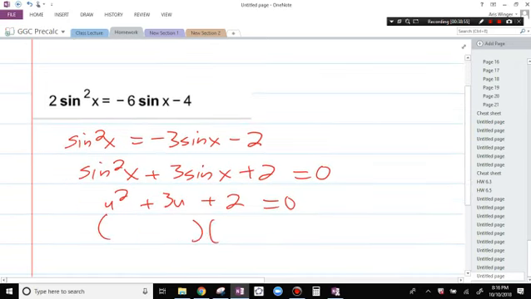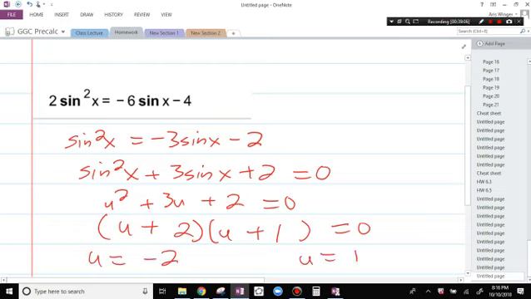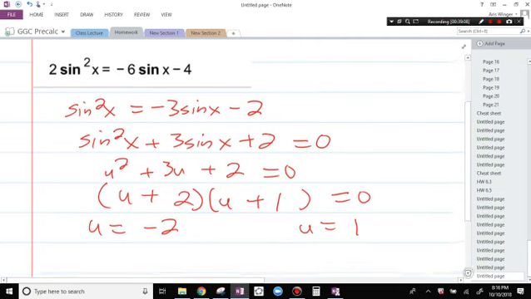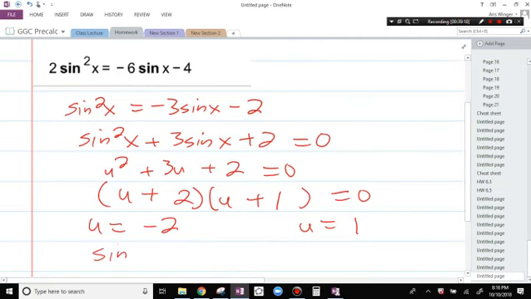Factors of 2 that add up to 3: 2 and 1. Yep. U is equal to negative 2, and U is equal to negative 1. U in this case is sine. Say it again? Negative 1. Thank you, I appreciate that. Sine of x is equal to negative 2. Sine of x is equal to negative 1.